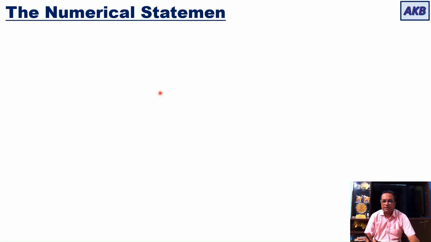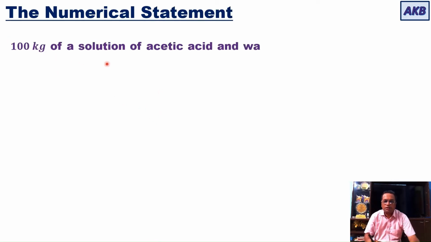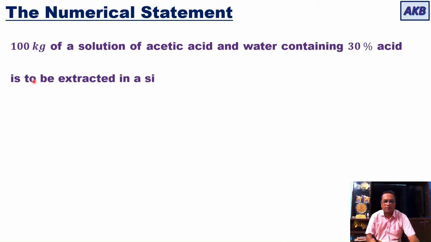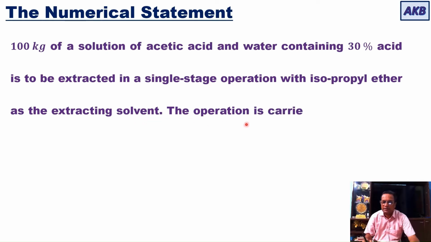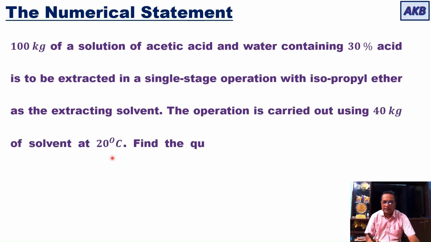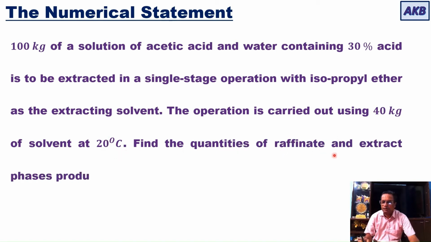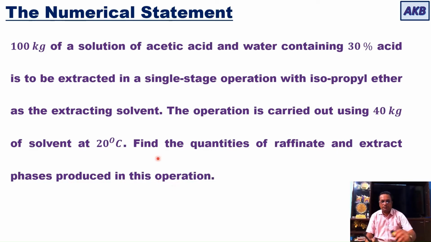First, let us look at the numerical statement. 100 kg of a solution of acetic acid and water containing 30% acid is to be extracted in a single stage operation with isopropyl ether as the extracting solvent. The operation is carried out using 40 kg of solvent at 20 degrees Celsius. Find the quantities of raffinate and extract phases produced in this operation.